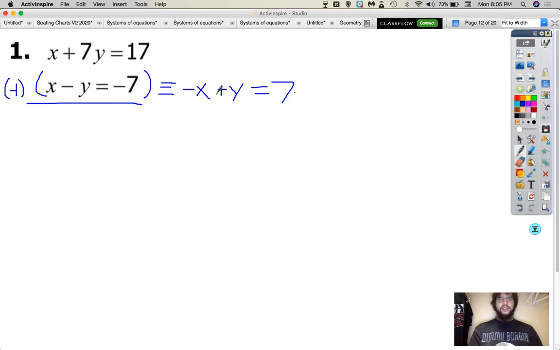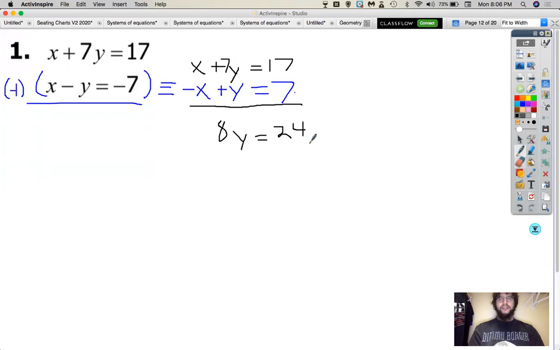Now, this is my new equation here. I'm going to copy down my original equation. This, by the way, is my favorite method because it's generally the easiest. And now, I'm going to add them together. X plus a negative x is nothing. The x's are gone. Out of there. 7y plus y is 8y equals 24. Hey, that's nice and easy to solve, isn't it? I'm not even going to use the calculator. I'm just going to do that in my head. If you are bad at arithmetic, don't do it in your head. y equals 3.